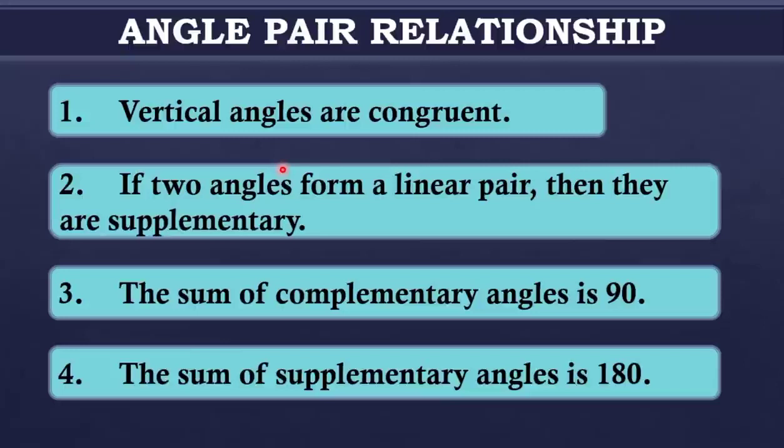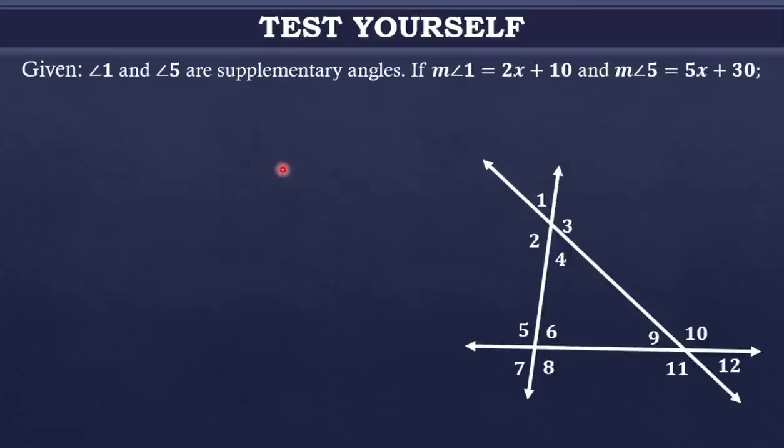So, ito po yung mga angle relationship na in-apply po natin kanina sa pag-solve ng mga problems. Okay, so it's your turn. Given angle 1 and angle 5 are supplementary angles. So, si angle 1 daw at si angle 5 are supplementary angles. Ibig sabihin, pag in-add daw po natin si angle 1 at si angle 5, 180 daw ang result nun.